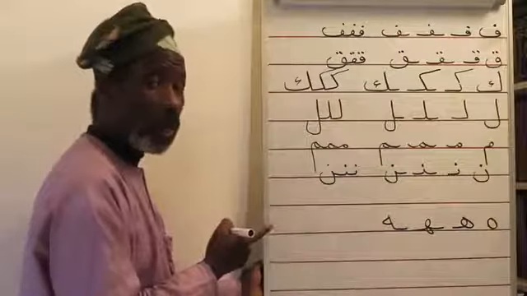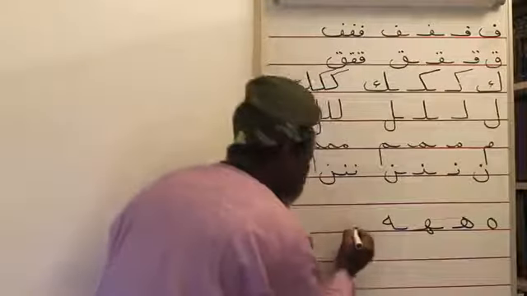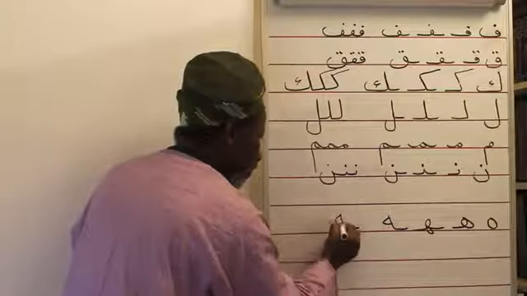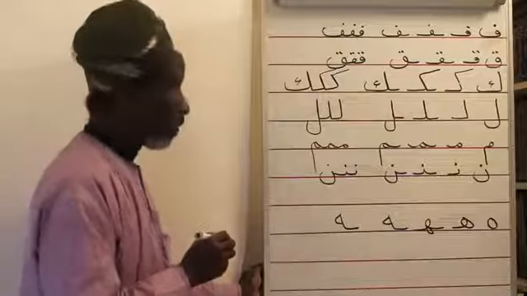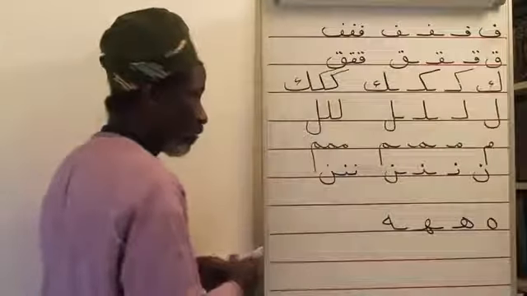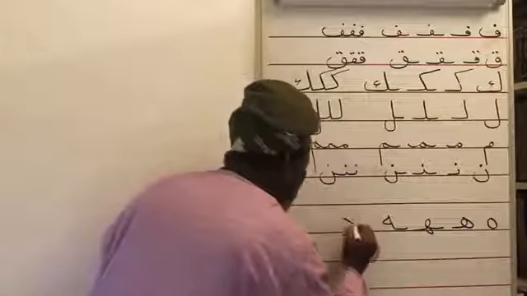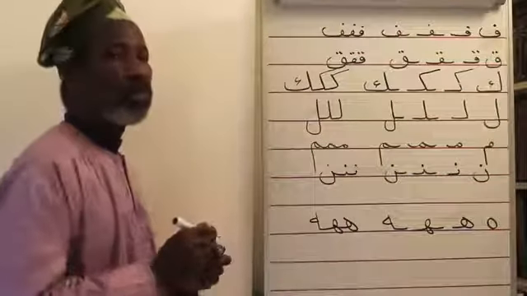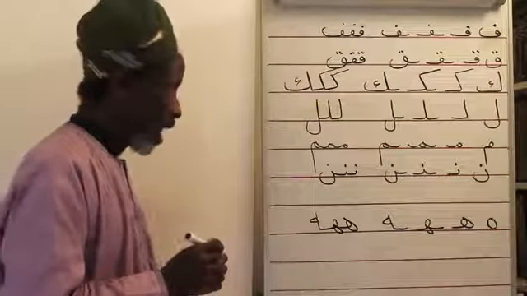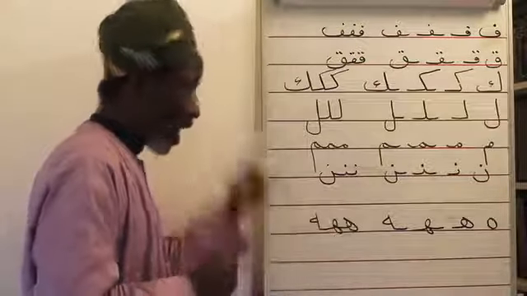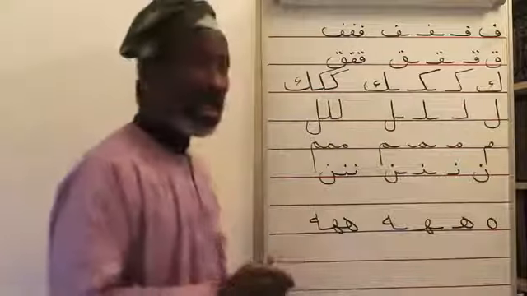We did that before as well. That's ha. You go this way, and then as if you're writing a C to close it up. Okay? So that's the end join format. Ha, ha, ha. So we have ha, ha, ha, ha.